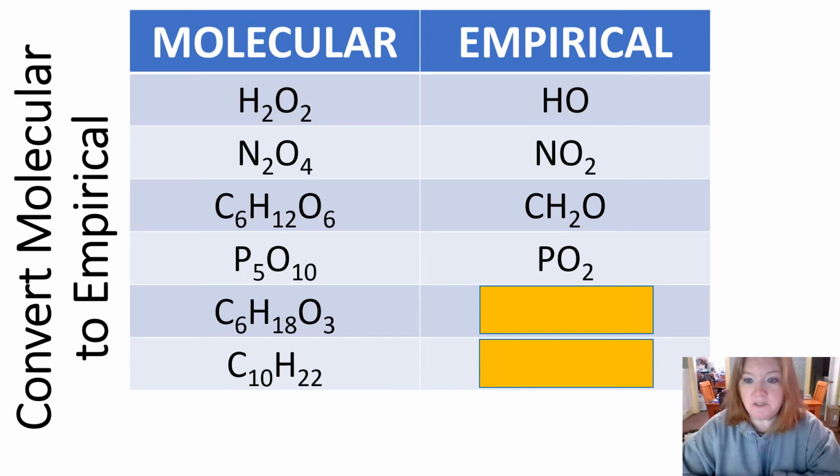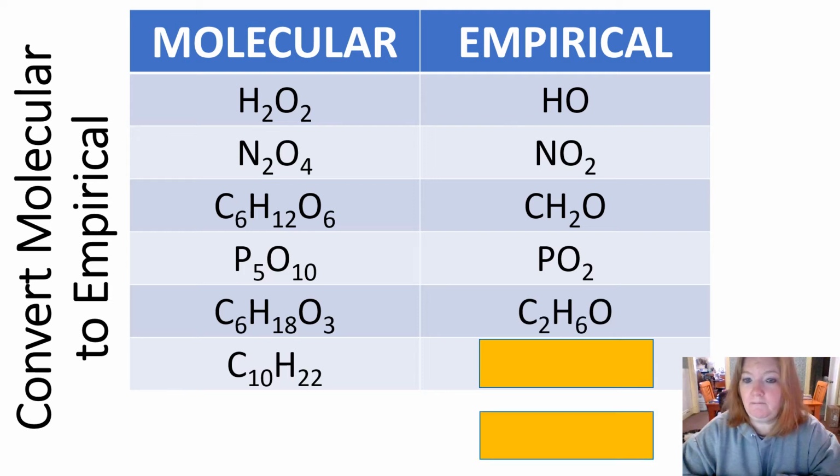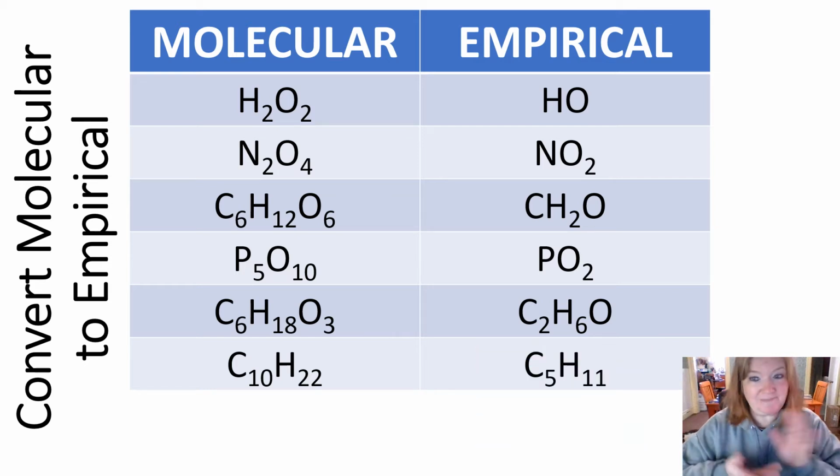And what about the next one? Well, I can reduce by dividing all of them by 3. So I get this. And then here I can divide them by 2. When I do, I get this. That's as far as I can go. That's the difference between molecular and empirical.